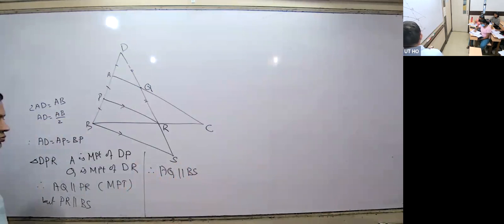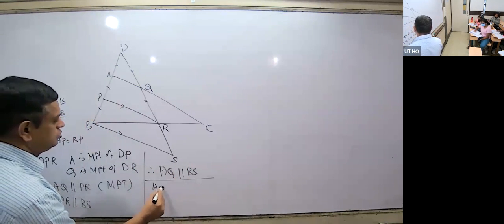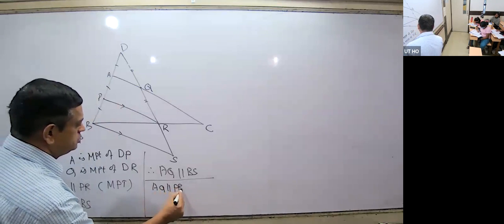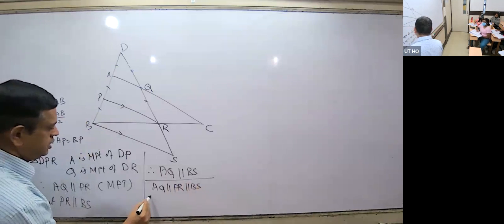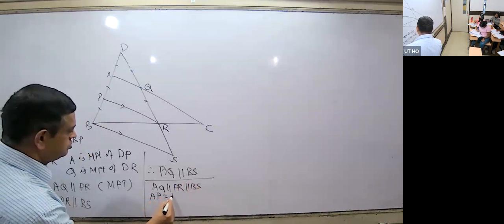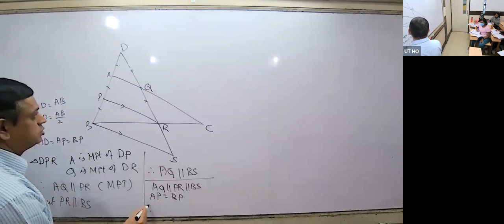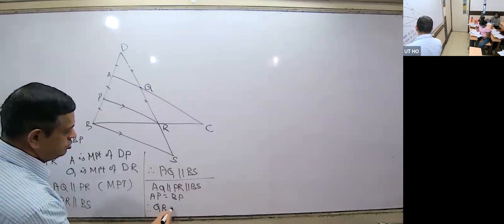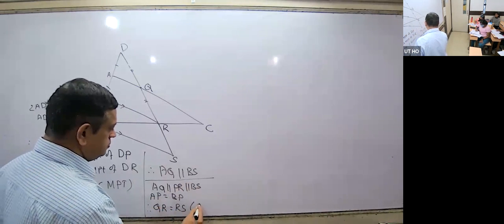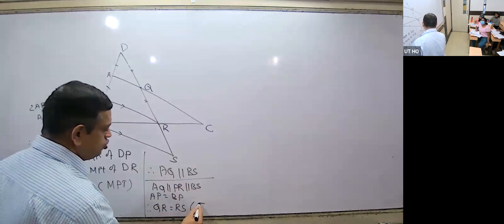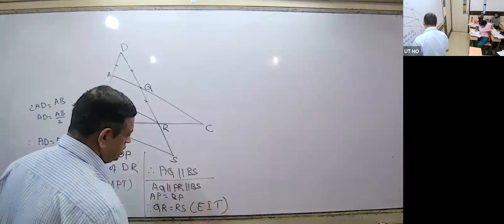Next step. AQ is parallel to PR, parallel to BS. Yes or no? Yes. And AP is equal to BP. Yes or no? Yes, given. Therefore, QR is equal to RS. Yes or no? Yes. Reason: equal intercept theorem.